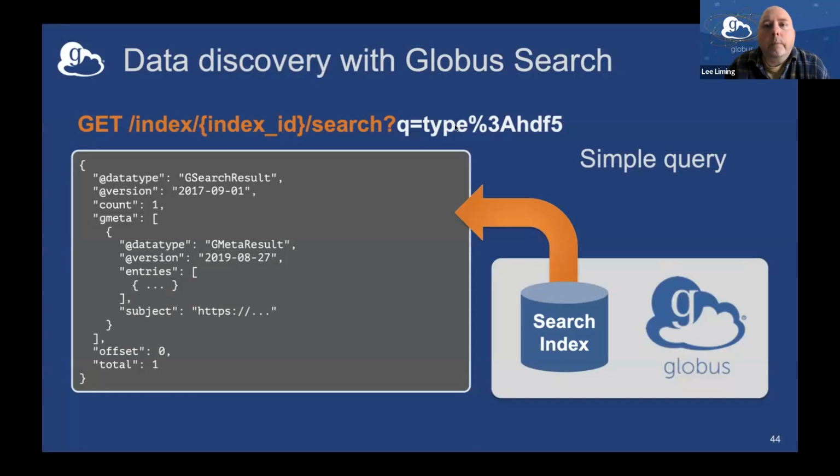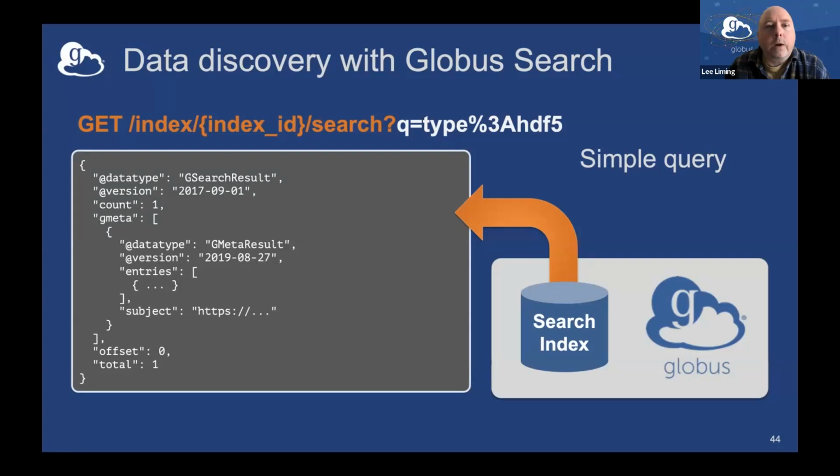And so I think it's some symbol anyway. It's a symbol that separates the field name from the value. And what you will get back is a list of entries that basically have type HDF5 in their metadata. So assuming that you put that in your metadata, the entries will come back in the search results.